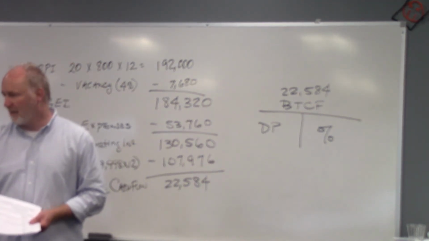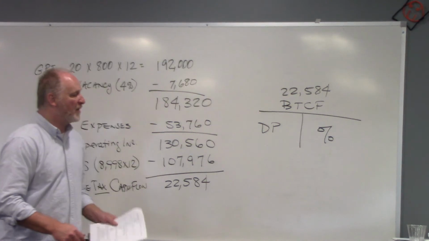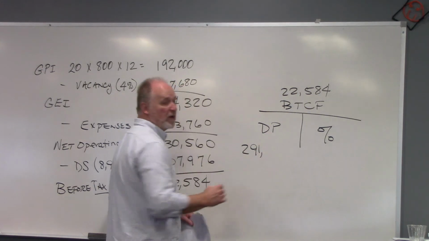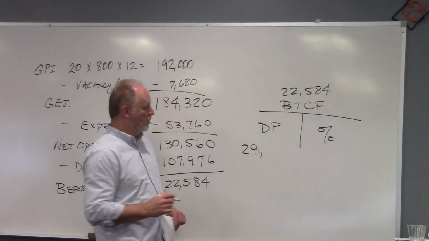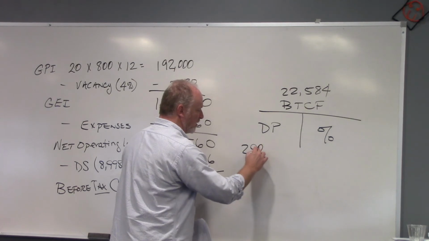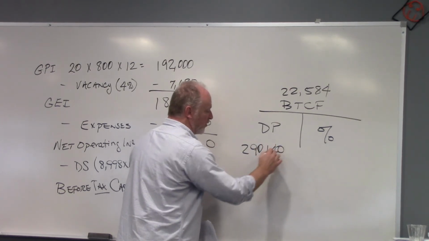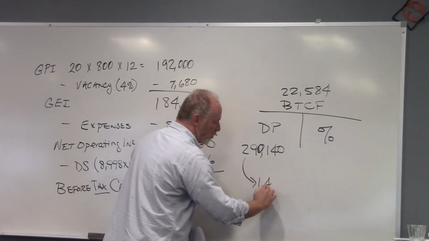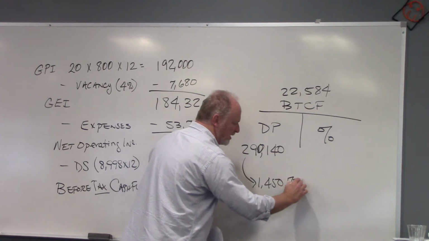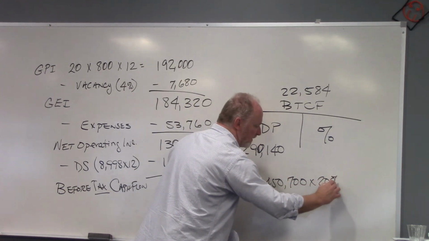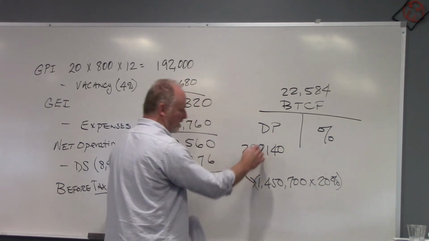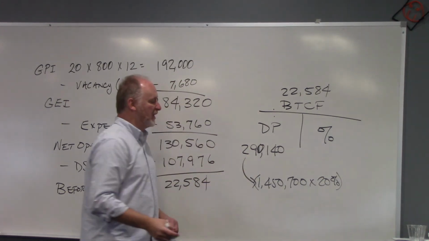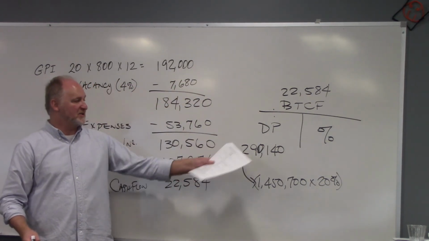Are you with me, Jim? Okay, so that's where I got the number down here. How much is the actual down payment? $290,140. Stay with me for a minute on this. The way we got that down payment was $1,450,700 times 20%. That's where that number came from. And then $22,584 divided by your original equity, your original down payment of $290,140, is going to be what percent?